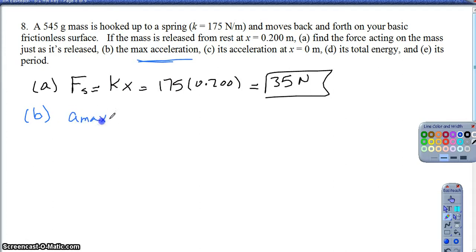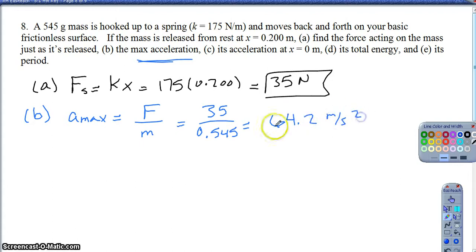So for the maximum acceleration, all I have to do is take that force that I just found and divide it by the mass, right? So take my maximum force of 35 newtons and divide it by the mass, which they told me was 545 grams, so 0.545 kilograms, and that gives me my maximum acceleration of about 64.2 meters per second squared. Right, so again, parts A and B, hopefully so far everything's all hunky-dory, right?